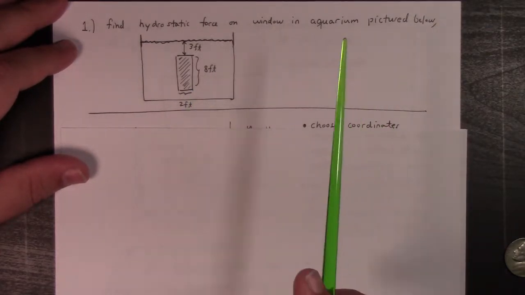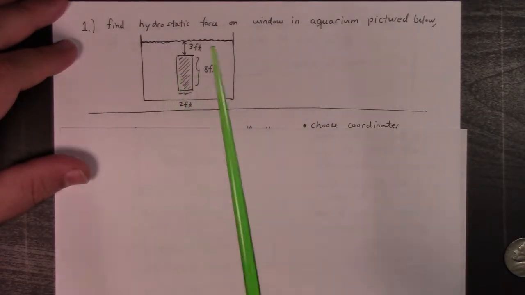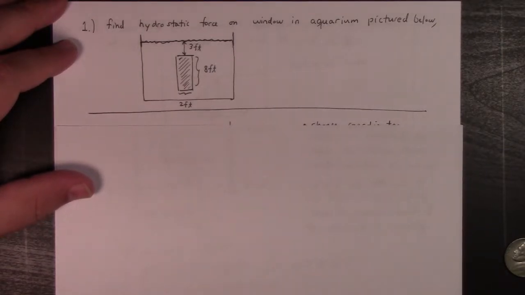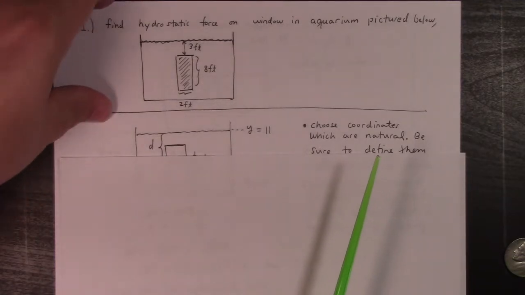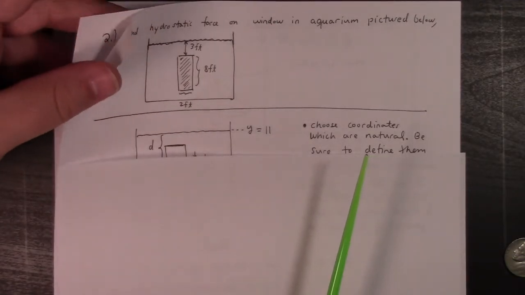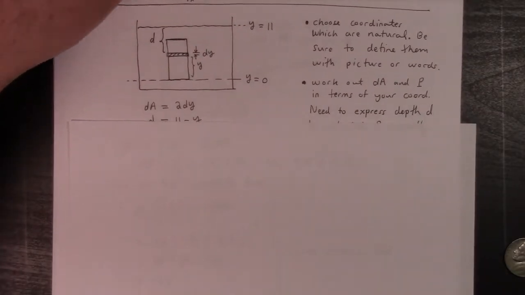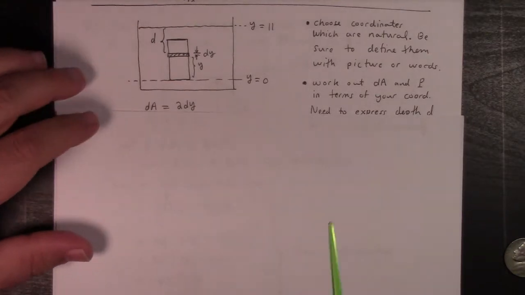Now, if you're not a fan of calculus, you might say it should be just like... well, I'm not going to say. There's a way to do this without calculus, but I'm going to shut up about that. Here's the way to do it properly with the infinitesimal methods that I'm trying to teach you. Here they go. So we choose coordinates which are natural. Be sure to define them with pictures or words.